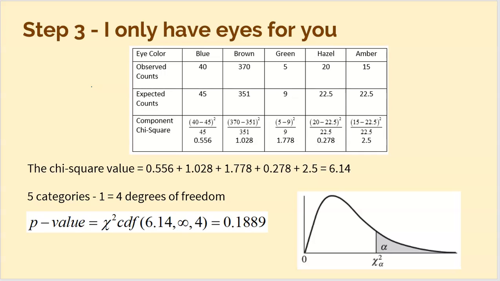So remember, chi-squared is a measurement of how far your expected values are from your observed values relative to the expected. So the higher the number that you get for chi-squared, the further away that your data must have been from what was expected. So for example, blue, 40 and 45 are pretty close, so notice it's a little bit of a lower chi-squared. Whereas if you go to amber, 15 and 22.5 is a little bit further away. It's a little bit bigger chi-squared there, but it's all relative to what was expected, okay?